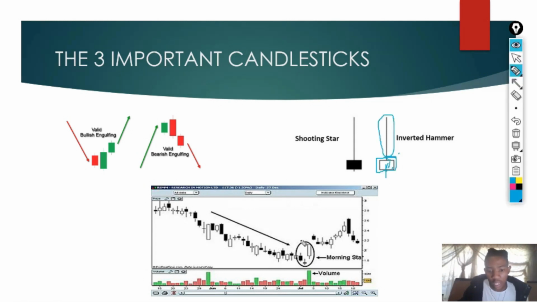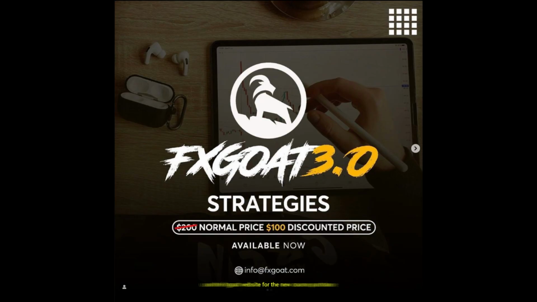Another one I like too is the morning star. The opposite will be an evening star. You're going to be able to see them in your charts too, and they're very nice to spot and nice to help us with trigger and exit.